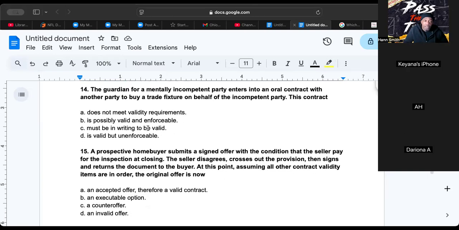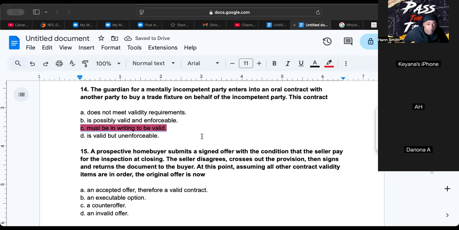All right, the next question. The guardian of a mentally incompetent party enters into an oral contract with another party to buy a trade fixture on behalf of the incompetent party. This contract, A, does not meet contract validity. B, is possibly valid and enforceable. C, must be in writing to be valid. D, is valid but unenforceable. I am going to get rid of this one, because we know contracts do not have to be in writing to be valid. Right? I'm getting rid of that one.